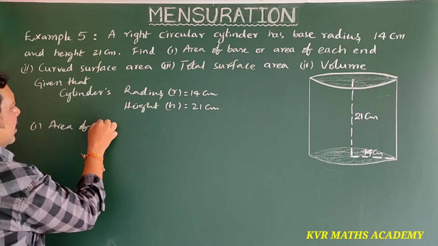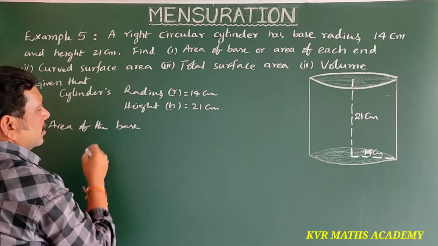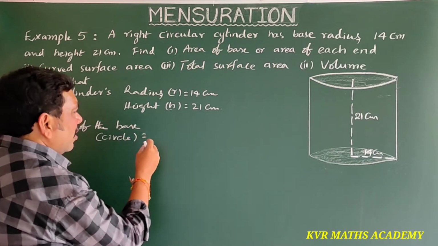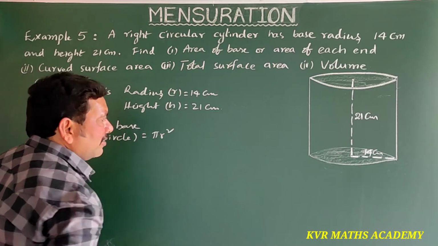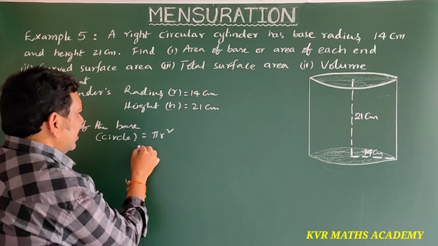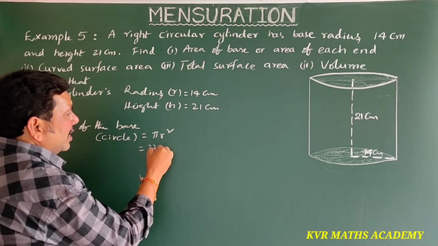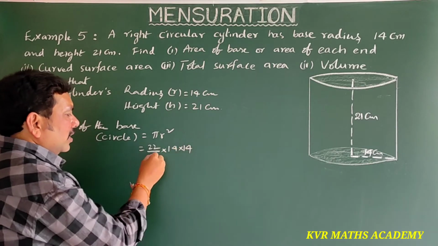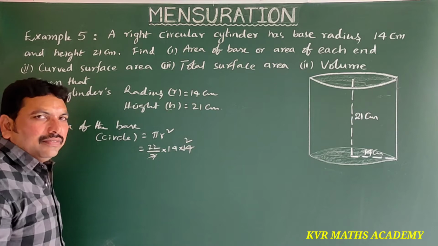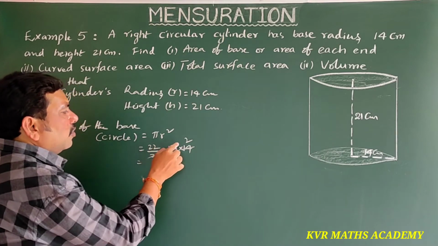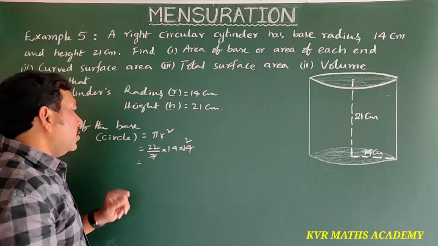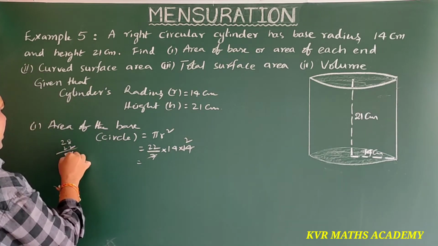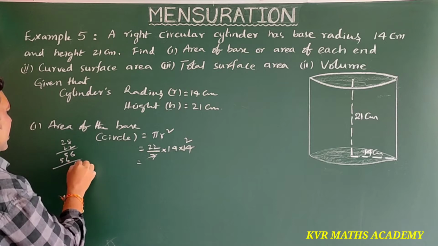First one, area of the base. Base means here, yes, circle. It is equal to, what is the formula? Yes, exactly, pi r square. Area of the base is pi r square. That is equal to pi, which is 22 by 7, into radius 14, no? 14 into 14. 14 square, no? So 7 2s are 14. Right. 14 2s are 28. 28 22s are, 2 28 are 56. How much? 616.